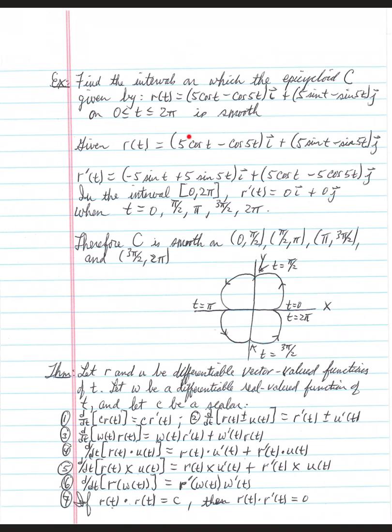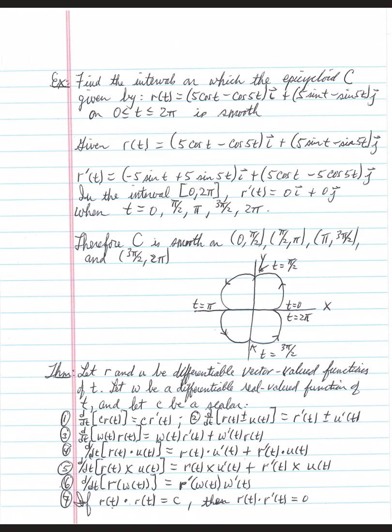All right, so we've got our vector valued function. Take the first derivative, that's negative 5 sine t. Don't forget chain rule if you have a multiple angle. So that's going to be positive 5 sine 5t. The next component, 5 cosine t, and then here, don't forget chain rule. It's going to be cosine of 5t times 5. And that'll be your j component.